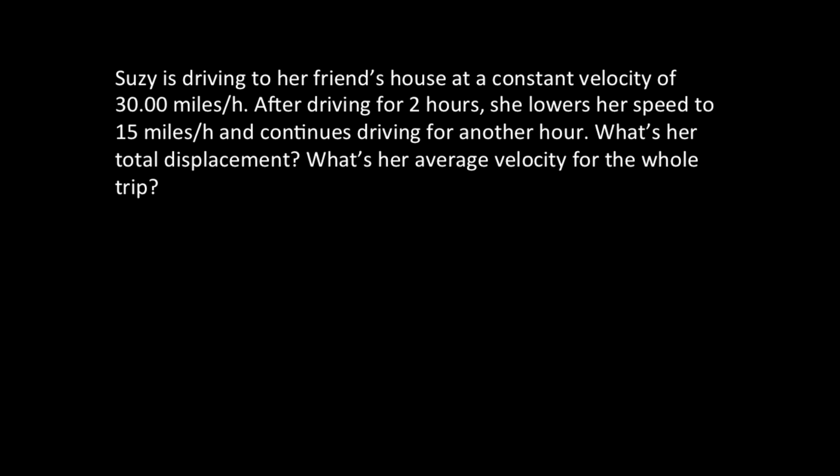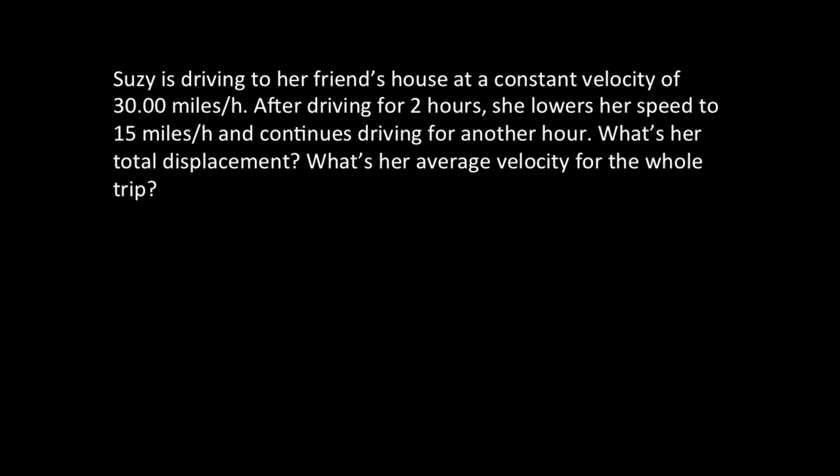We're going to apply all we learned about position, displacement, velocity, and speed in a practice problem. Susie's driving to her friend's house at a constant velocity of 30 miles per hour. After driving for 2 hours, she lowers her speed to 50 miles an hour and continues driving for another hour. What's her total displacement? What's her average velocity for the whole trip?